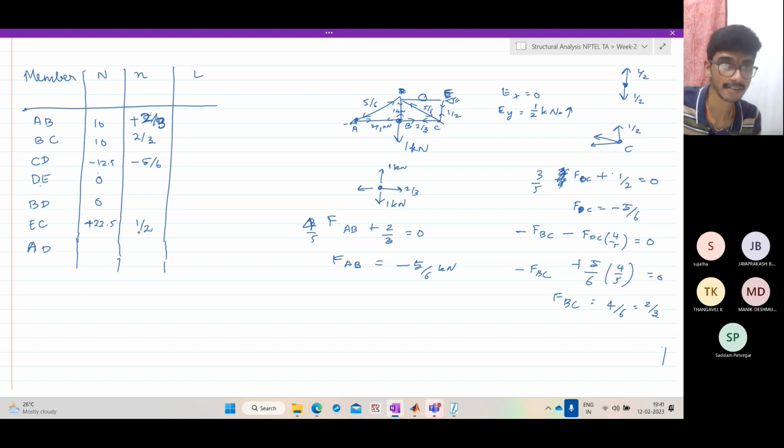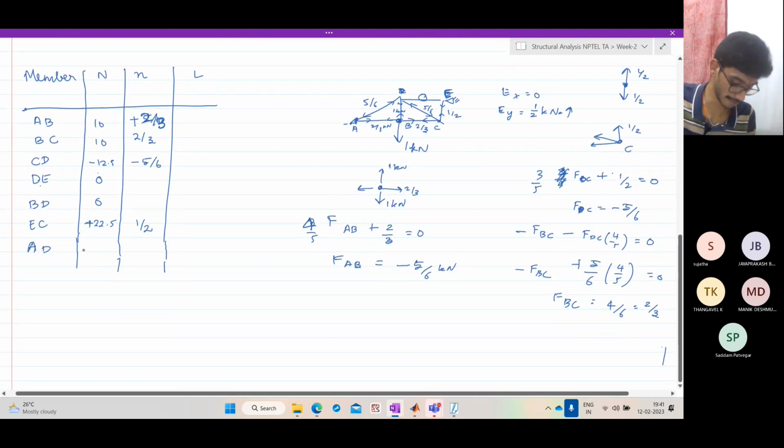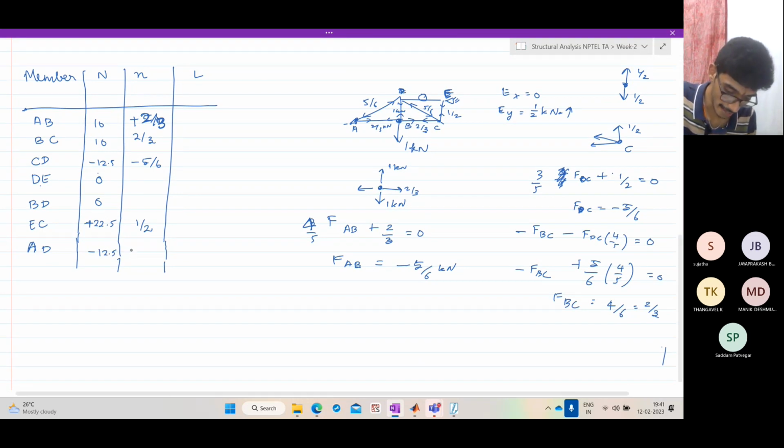FAD we got as minus 12.5. That should be written. So FAD is minus 12.5. And in this case, it is minus 5/6. And FBD in this case is 1 kilonewton tensile, and FDE is 0.